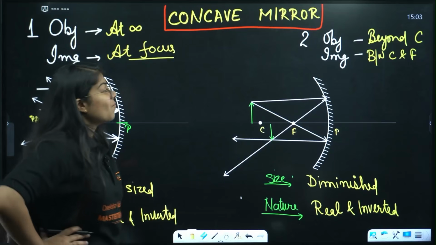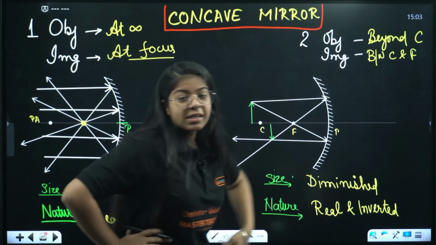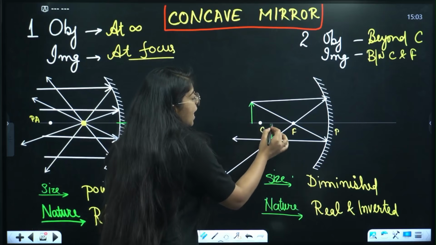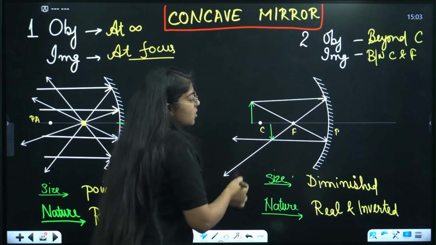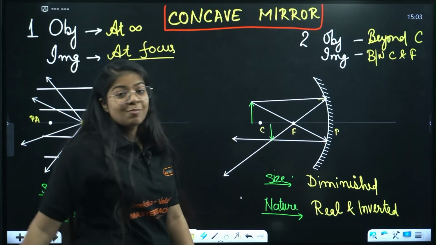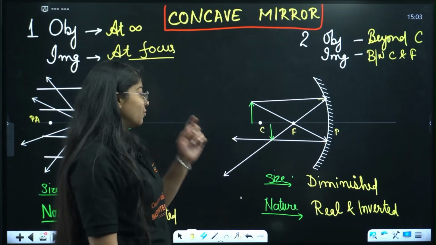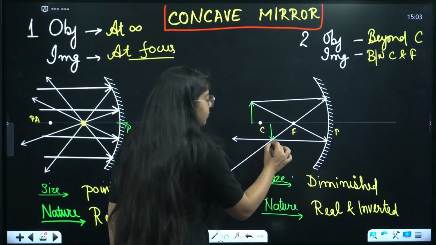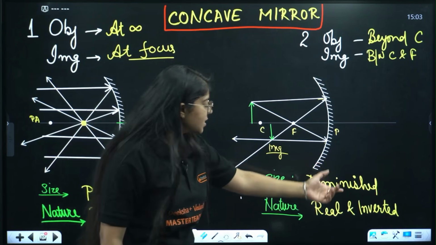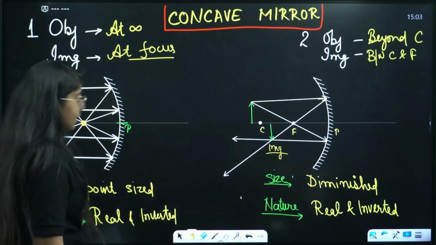Then the object is beyond C. We got the object nearer to the concave mirror. This is beyond C, and one ray goes parallel, passes through the focus after reflecting back. Another ray goes through the focus, reflects back, goes parallel to the principal axis. And this is the image between C and F. The size is diminished, nature is real and inverted.